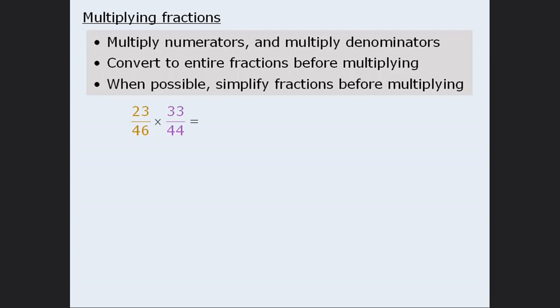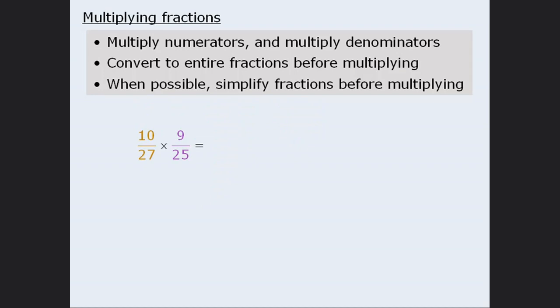For example, we can simplify 23/46 by dividing top and bottom by 23 to get the equivalent fraction 1/2. We can also simplify 33/44 by dividing top and bottom by 11 to get 3/4. Now that we have simplified both fractions, it's much easier to find the product. First, we multiply the numerators 1 and 3 to get 3, and then we multiply the denominators 2 and 4 to get 8. So our product is 3/8.